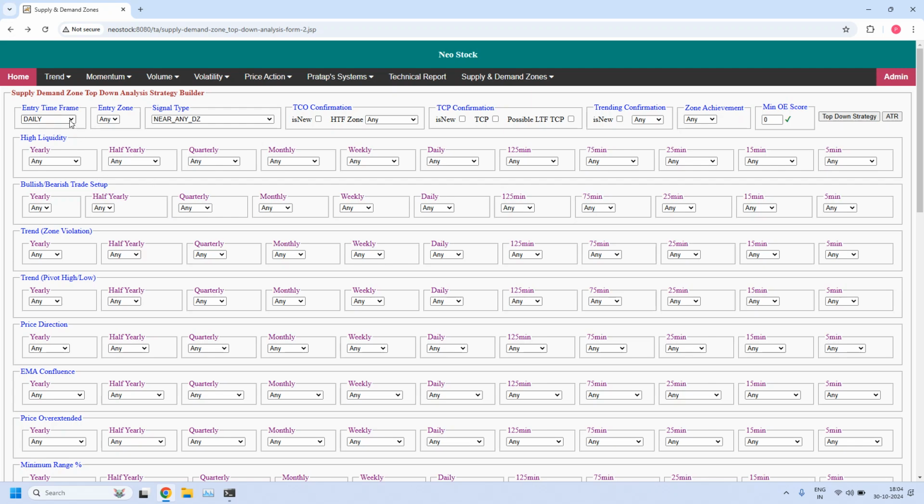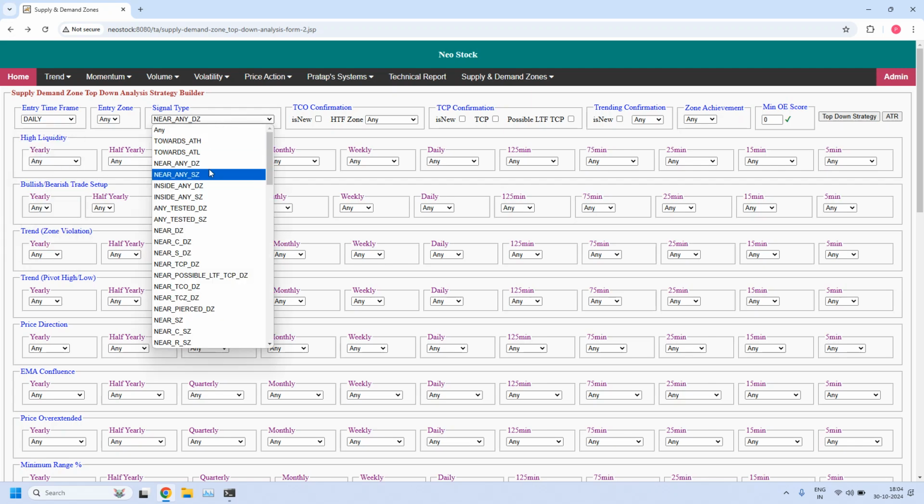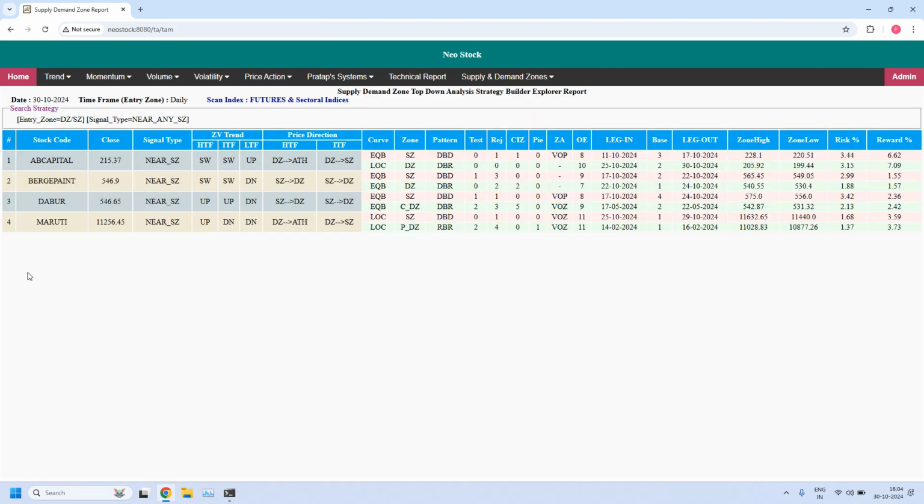Next, for daily time frame, let's find the stocks near daily supply zone. 4 stocks are filtered. Let's check any high liquidity daily supply zones. No, we don't have any high liquidity daily supply zones from this list.